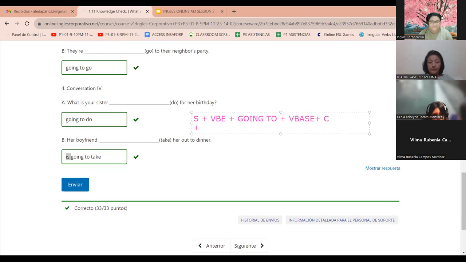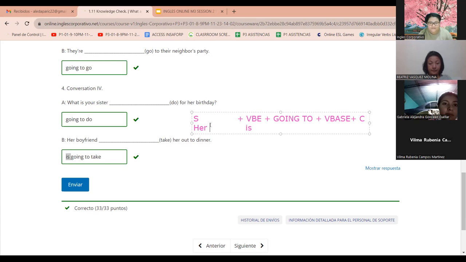Entonces, cuando yo digo her boyfriend, si yo quiero pasar este subject a un pronombre, y cuando digo pronombre me refiero a I, you, he, she, ¿cuál pronombre sería? He, right? Okay. Entonces, aquí en mi oración yo tengo her boyfriend, o sea, he. Y después, ¿qué va? La estructura, the verb be. ¿Y cuál es el verb be para he? Is, right. Okay. Is. Y luego de is.